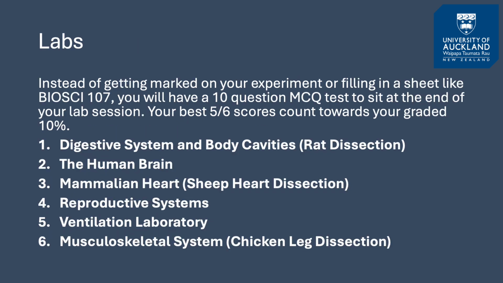Looking at labs for MedSci 142, instead of getting marked on your experiment or filling in a sheet like Biosci 107, you have a 10-question multi-choice test to set at the end of your lab session, and your best 5 out of 6 scores count towards your graded 10%. The first lab is on the digestive system and body cavities, so you'll do a rat dissection. The second is on the human brain. The third is on the mammalian heart, so you'll do a sheep heart dissection. The fourth is on the reproductive systems, the fifth is on the ventilation laboratory, and the sixth is the musculoskeletal system, and you'll do a chicken leg dissection.